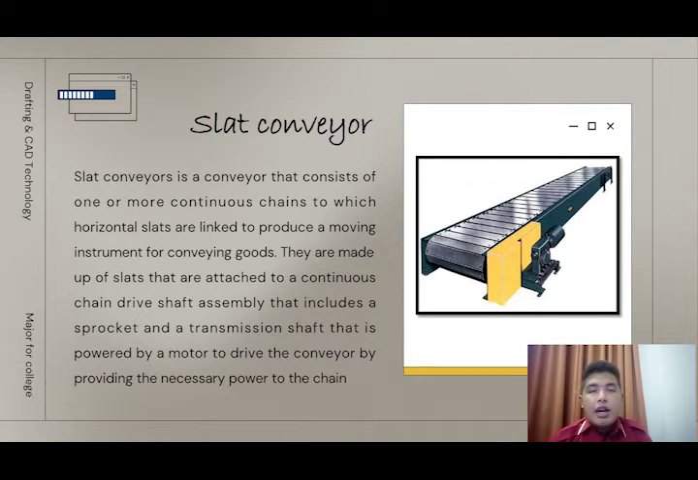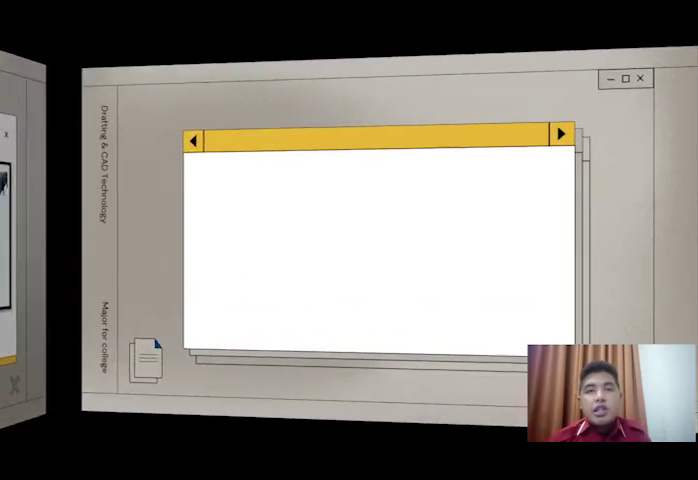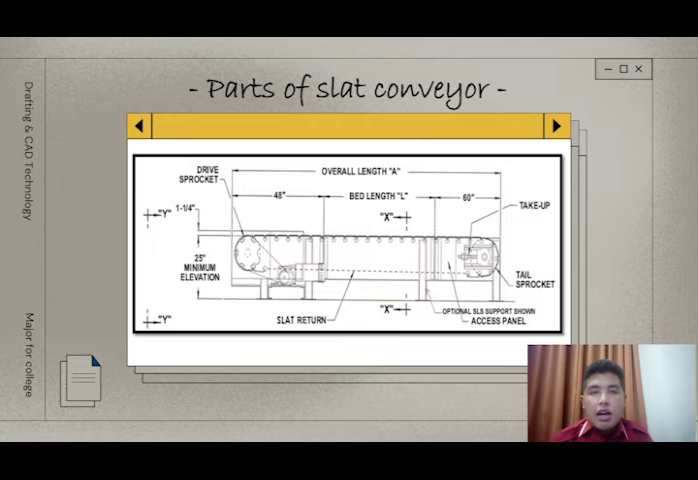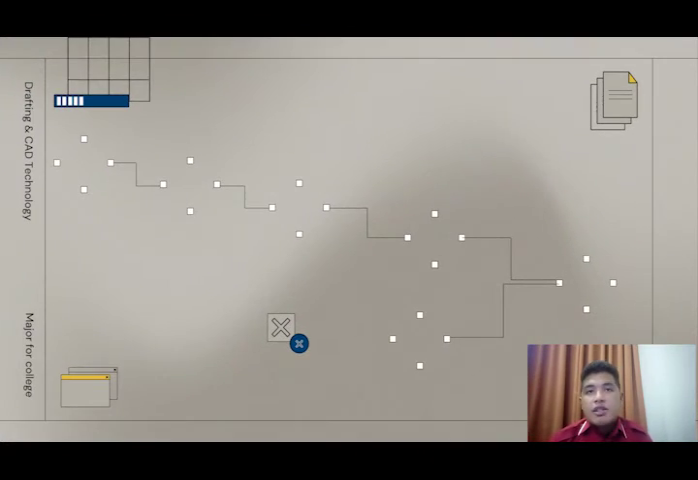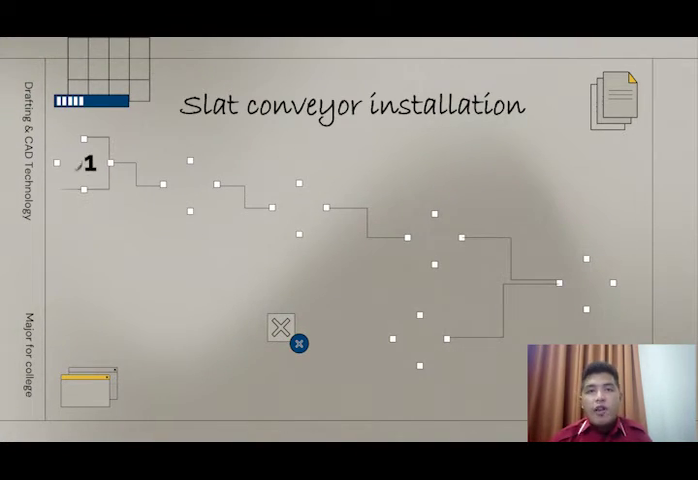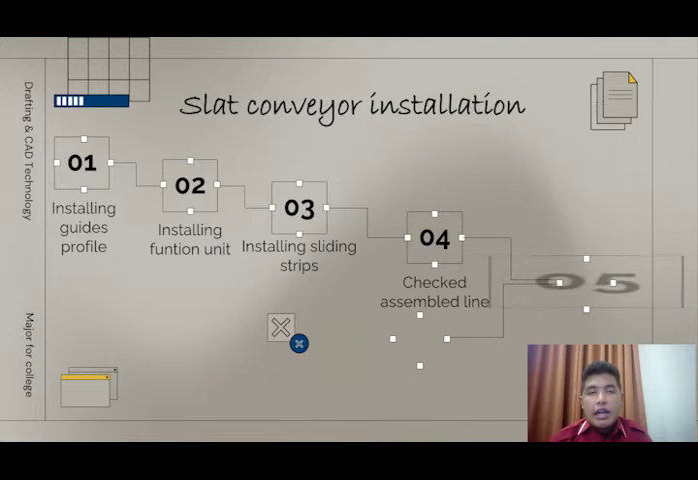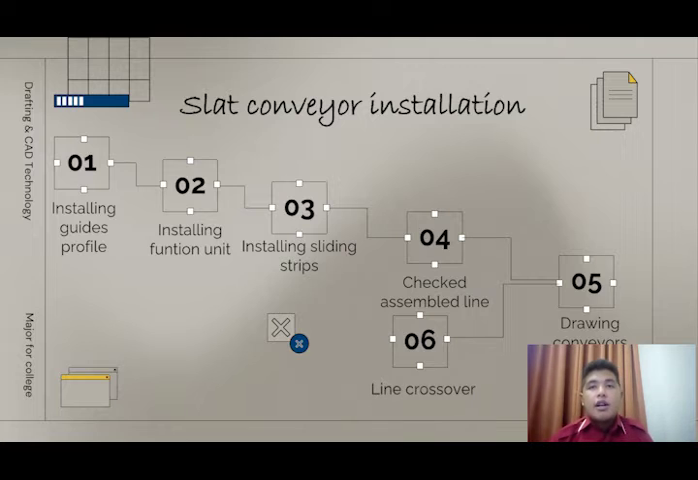So this is a picture of a strut conveyor, where you can visibly see the components in the conveyor system. Next is the strut conveyor installation, which contains 6 steps. The first is installing the guides profile, followed by installing the function unit, then installing the sliding strip, checking the assembly line, drawing the conveyor chain into the line, and lastly line crossover.